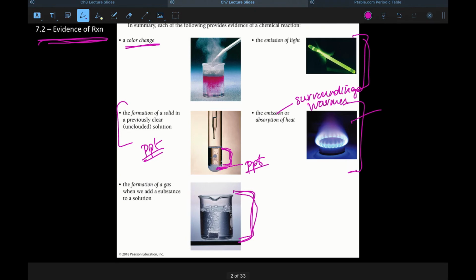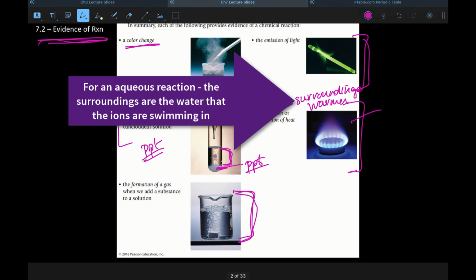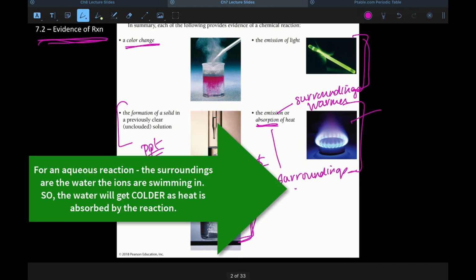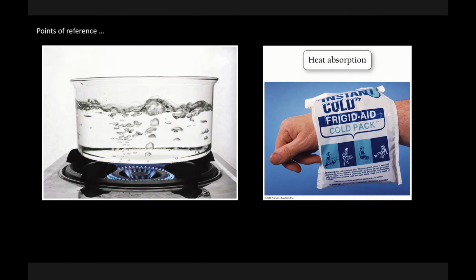So if we think about combustion, if you think about standing around a charcoal grill or a propane grill, we as the surroundings can feel that heat being emitted and we get warmer. If a process absorbs heat, what that means is the flip of that. The surroundings get cooler, or less warm. Does that make sense? Tuck that away.